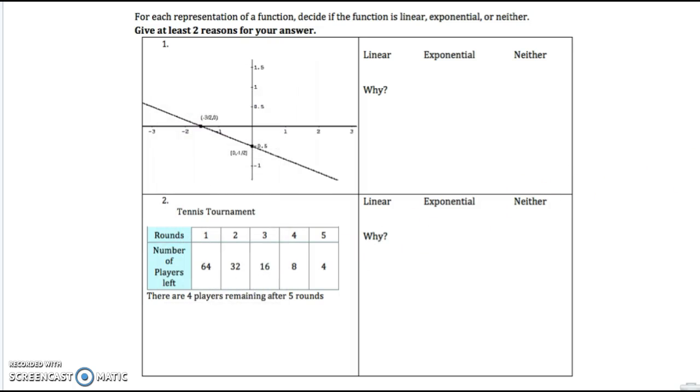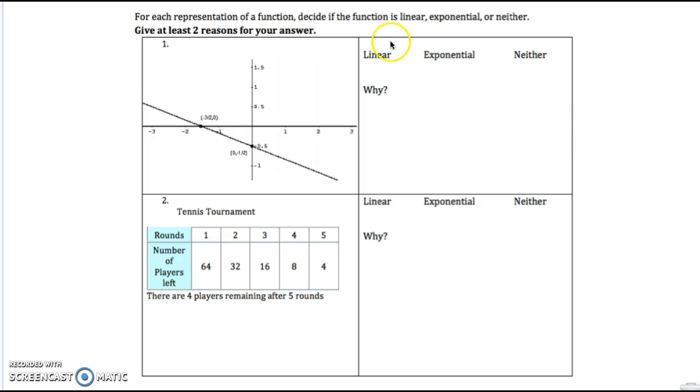This is a video to review in case you have any questions about what you did in class. I've already posted the answer key on Canvas, but this is just to help talk you through if you're not exactly sure what the answer should be. So, looking at our first problem, our directions tell us for each representation of a function, decide whether the function is linear, exponential, or neither, and give at least 2 reasons for your answer.